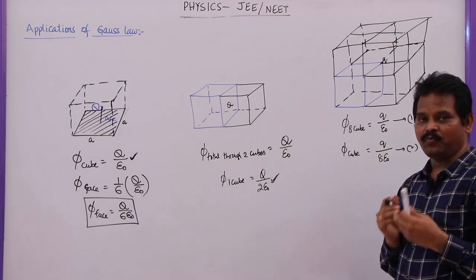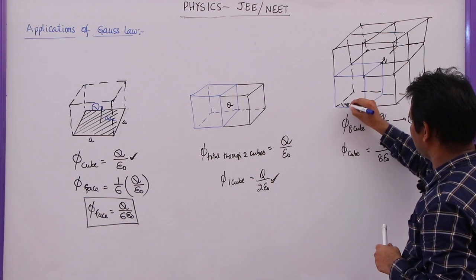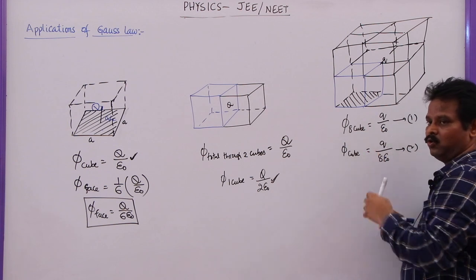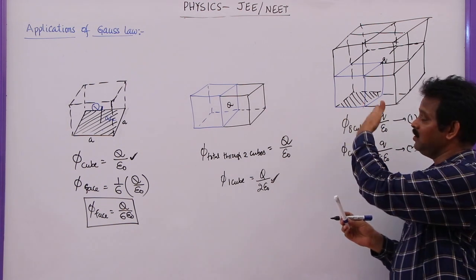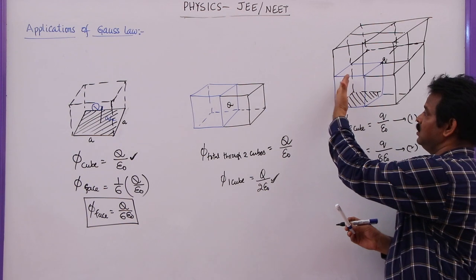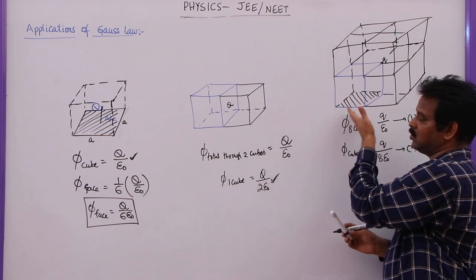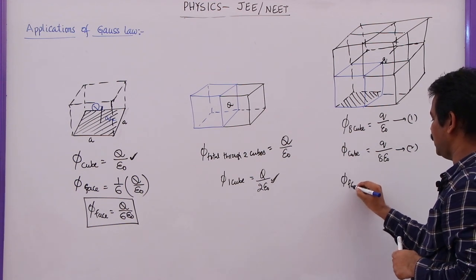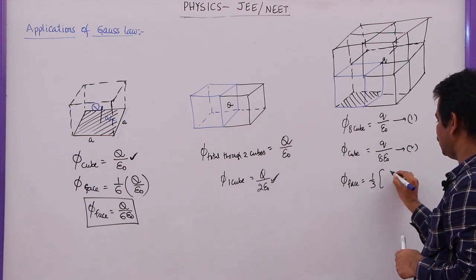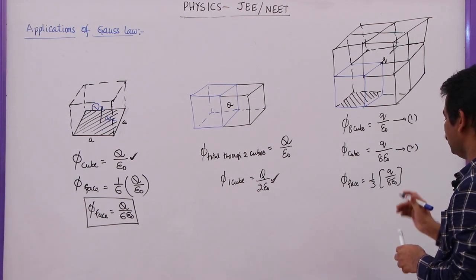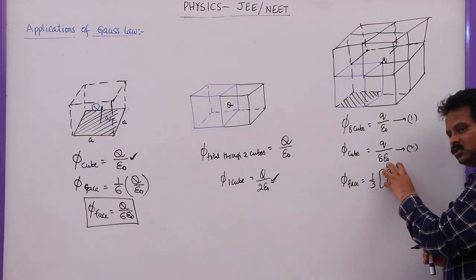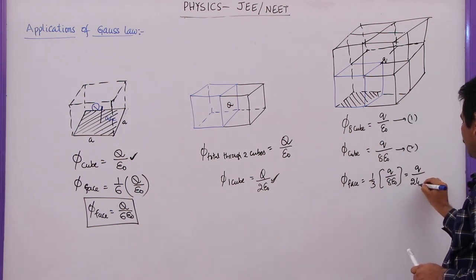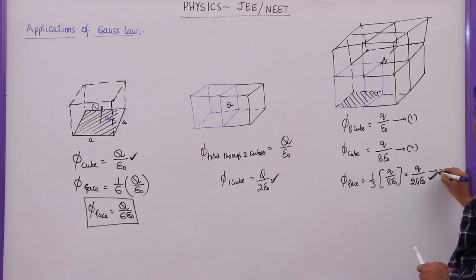Now if I want to find out flux through any one face here, let us say I want to find out flux through this face. So this cube, blue color cube, is exposed to 3 different areas. That means this side as well as the front portion and the bottom portion are exposed to air. So now the flux through one face is given by 1 by 3 times of q by 8 epsilon naught. This is the flux through 1 cube, and this flux will be divided into 3 more parts. So the answer will be q by 24 epsilon naught. This is 3.